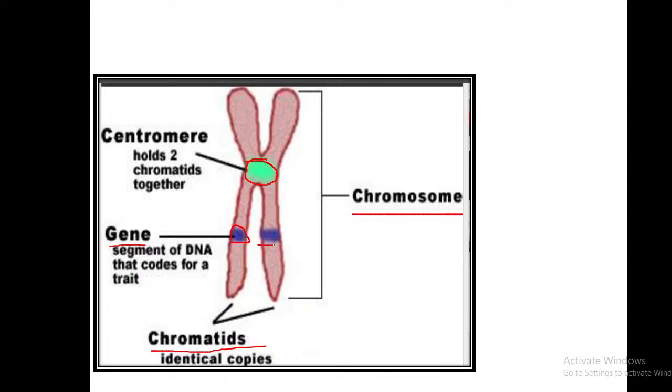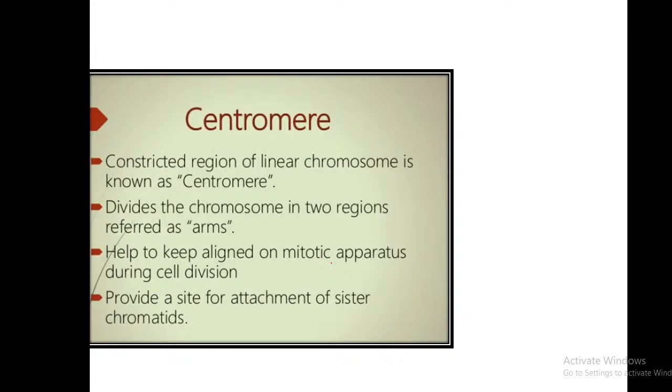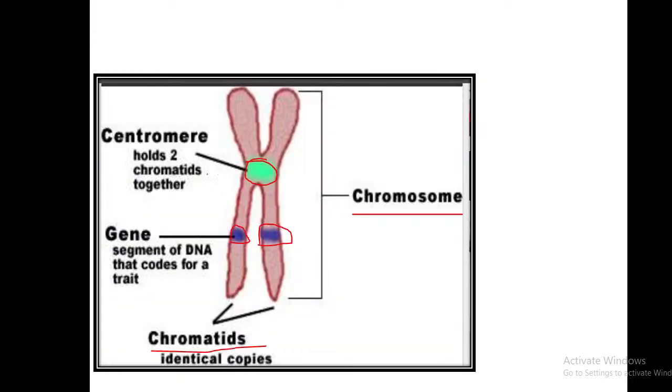A segment of a chromosome is called a gene. Now, next is what a centromere is. I have repeated this so many times. The centromere is the constricted region. See, this is the constricted region. And centromere.